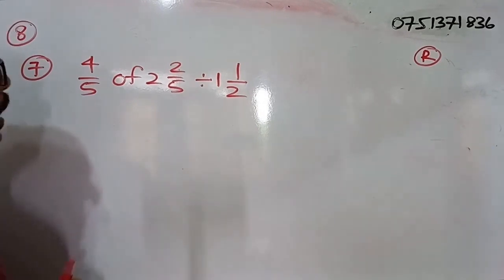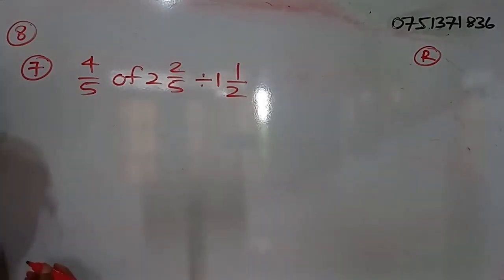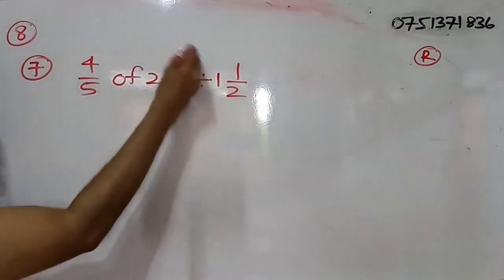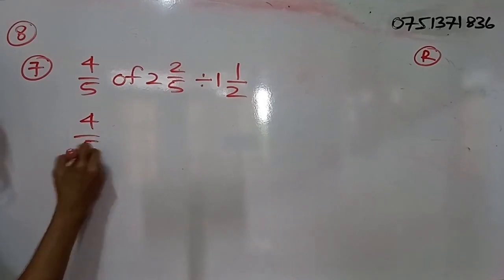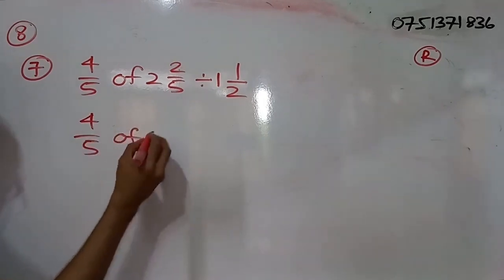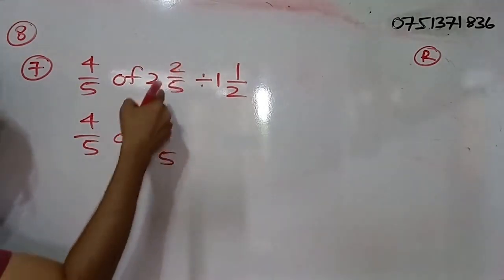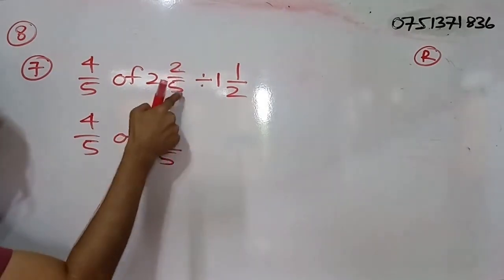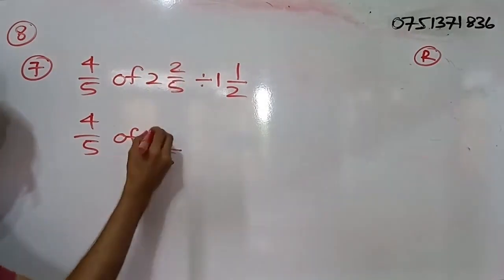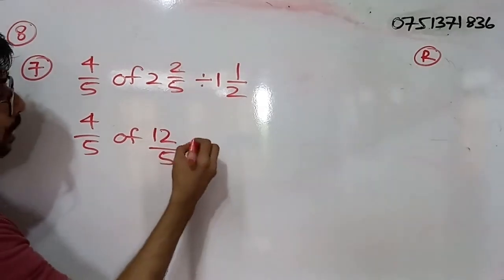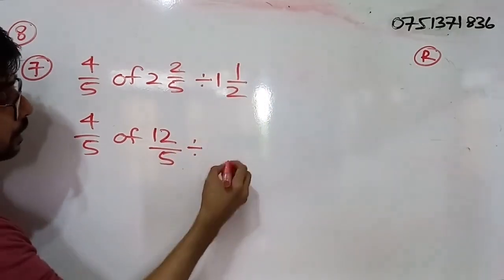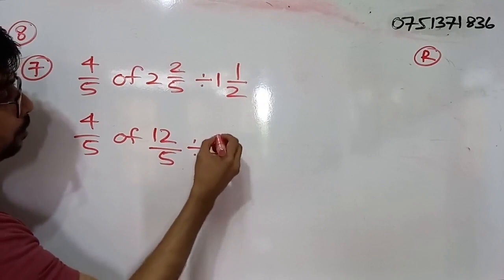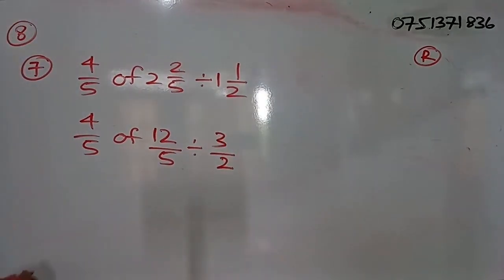Right, okay, so first of all we have to simplify this. Now, 4 by 5 of what will be this? The denominator is 5. What is the numerator? 5 times 2 that is 10, add the 2, this becomes 12 divided by 1. Same thing here, the denominator is 2, what will be the numerator? 3.